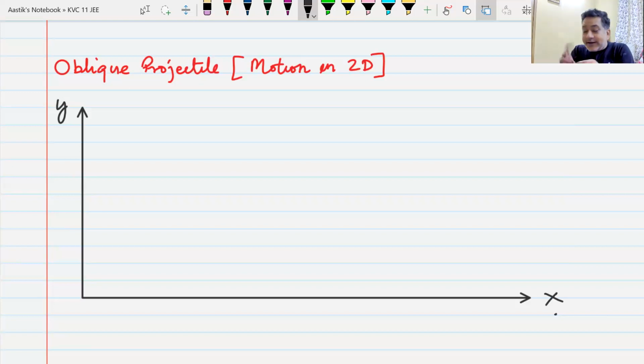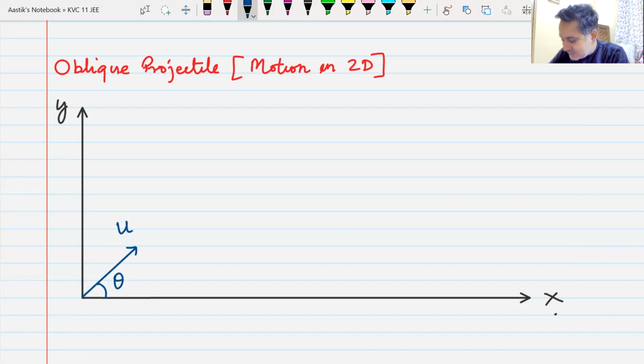Hey, how should I throw it? First, I threw it like this. I threw it vertically, and it came like this. How should I throw it now? I should throw it at an angle. Is it so difficult to understand that I should throw it at an angle now?